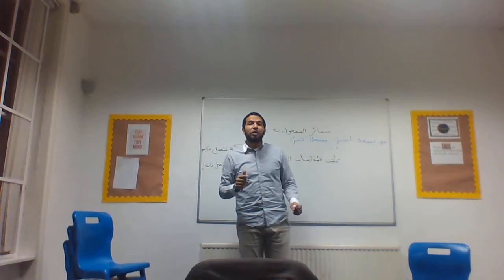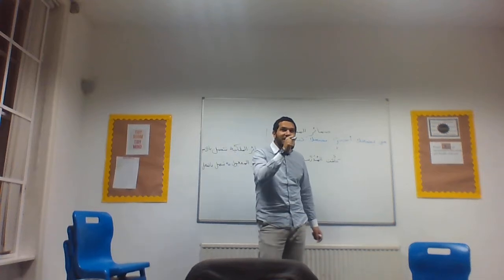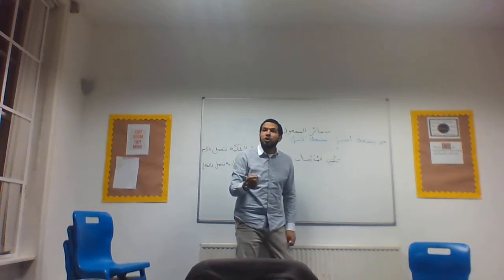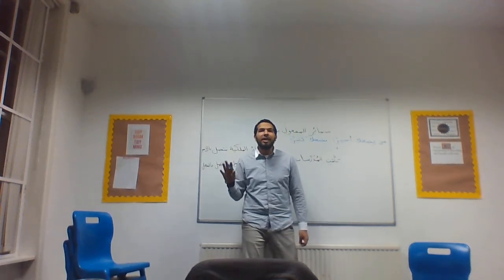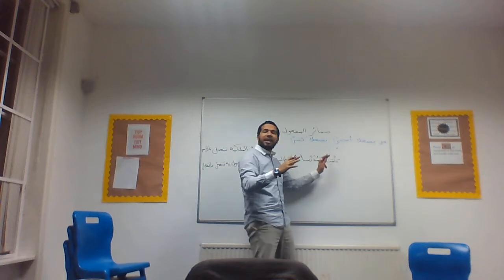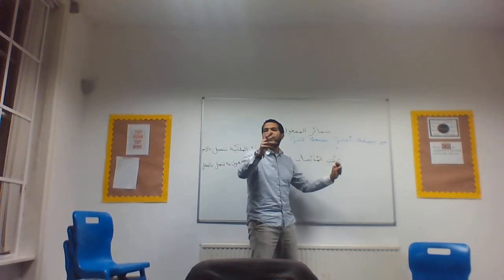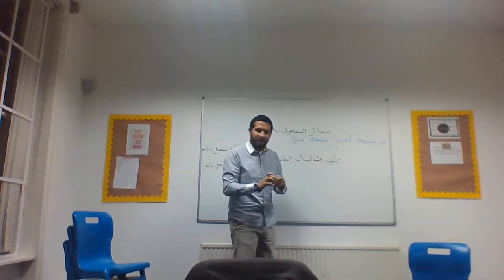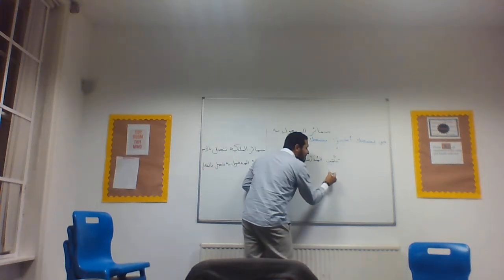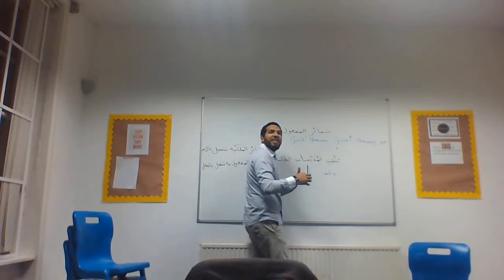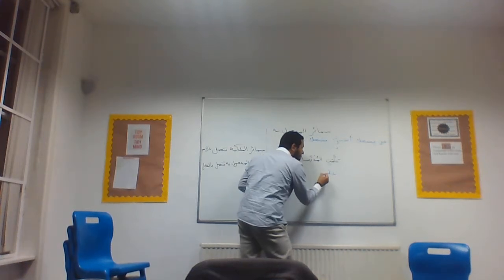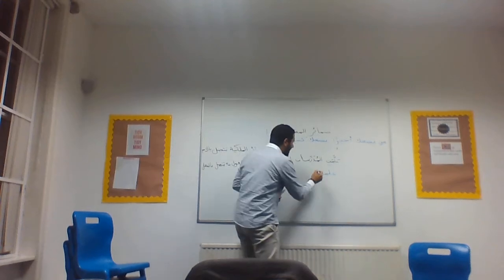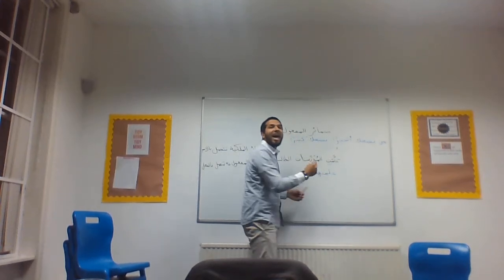Why I mentioned that? Because the mistake that you're trying to do is that you're trying to keep the ta. Why do I need the ta? Ta is to say it's feminine, singular feminine. So I know that the fa'il is plural feminine. So I have allam and then I have the na, allamna, and then I have ha.